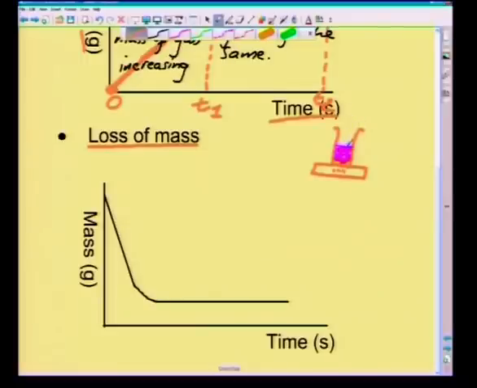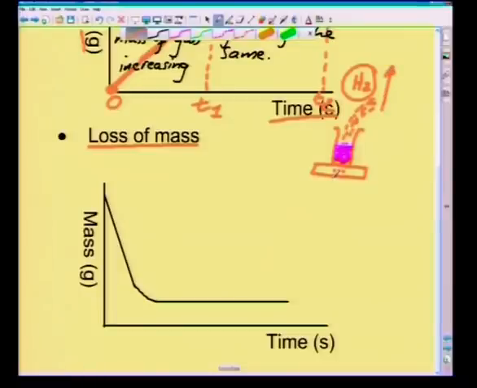And as that reaction takes place, this is an open container. The gas bubbles out. The H2 as it is formed, if we're looking at that example of zinc and hydrochloric acid reacting, the H2 escapes into the atmosphere.